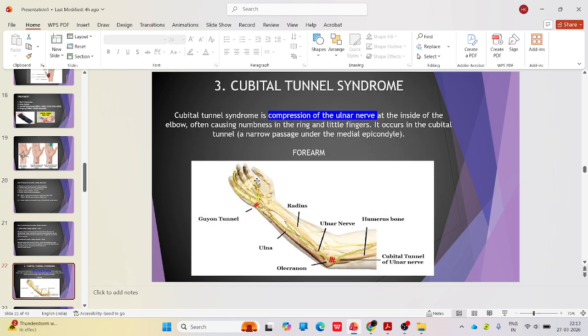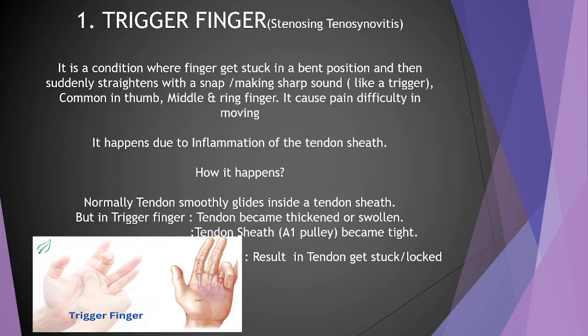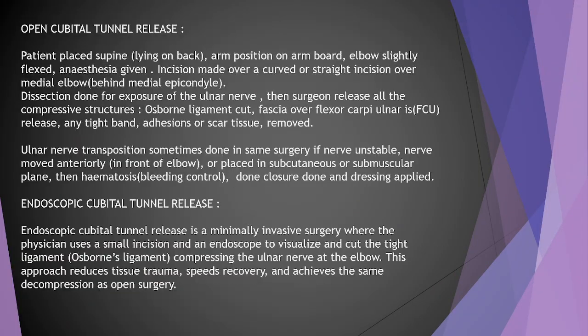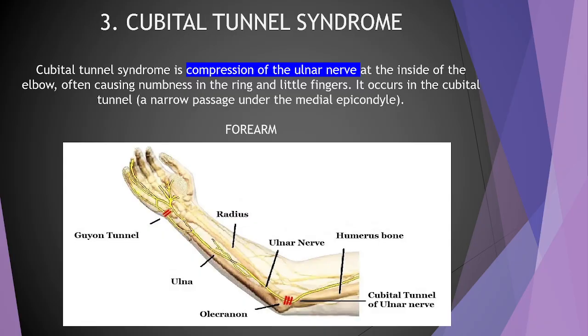So our topic is cubital tunnel syndrome. So guys, what is cubital tunnel syndrome? It is a compression of the ulnar nerve at the inside of the elbow, often causing numbness in the ring finger and the little finger. It occurs in the cubital tunnel, a narrow passage under the medial epicondyle.